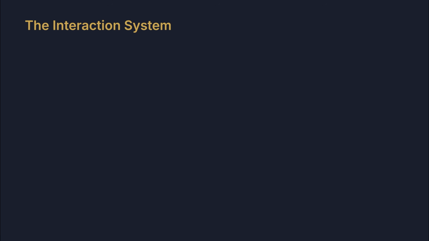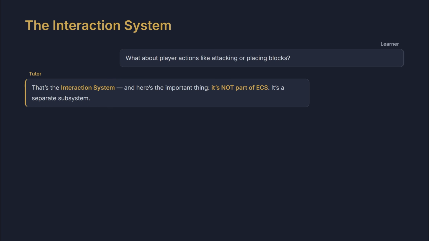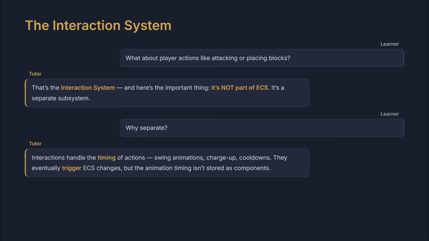So one thing I want to tell you is the interaction system. So what about players' actions like attacking or placing blocks? Well, that's the interaction system. And here's the important thing. It's not part of ECS. It's a separate subsystem. And why is it separate? Well, interactions handle the timing of actions, swing animations, charge up, cooldowns. They eventually trigger ECS changes, but the animation timing isn't stored as components.